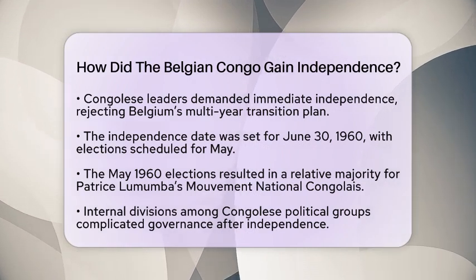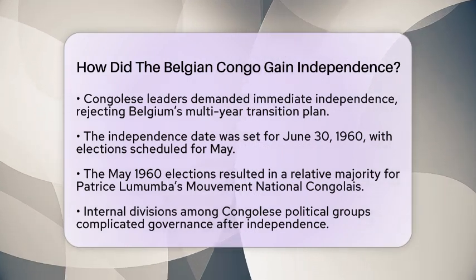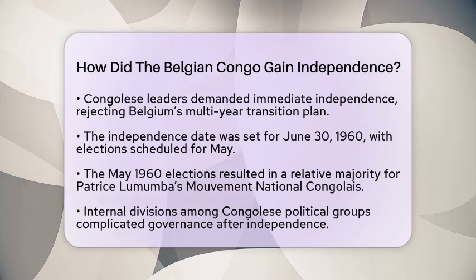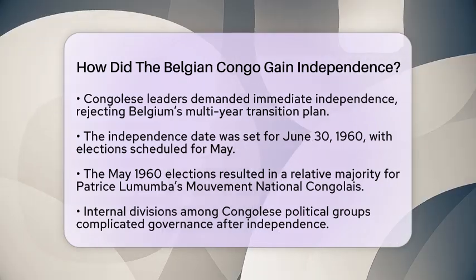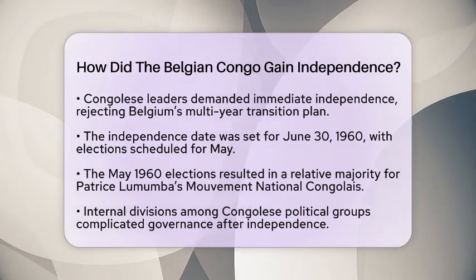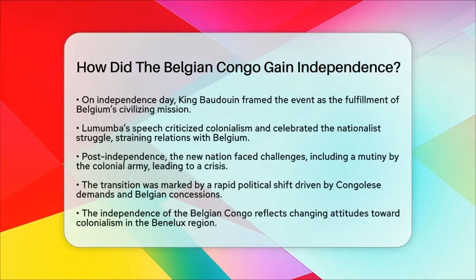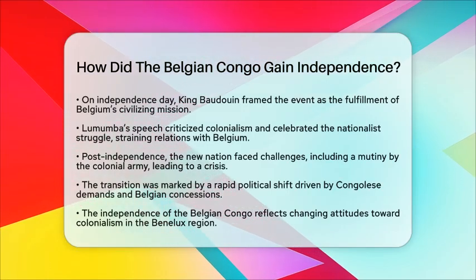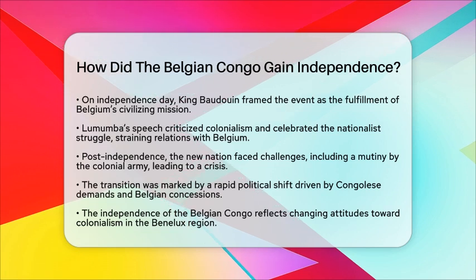On the day of independence, King Baudouin gave a speech framing the event as the fulfillment of Belgium's civilizing mission in the Congo. In contrast, Lumumba delivered an impromptu speech criticizing colonialism and celebrating the nationalist struggle. His words were praised by many African and global leaders but strained relations with Belgium.